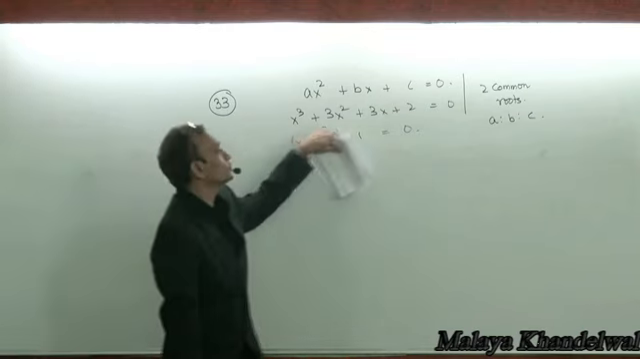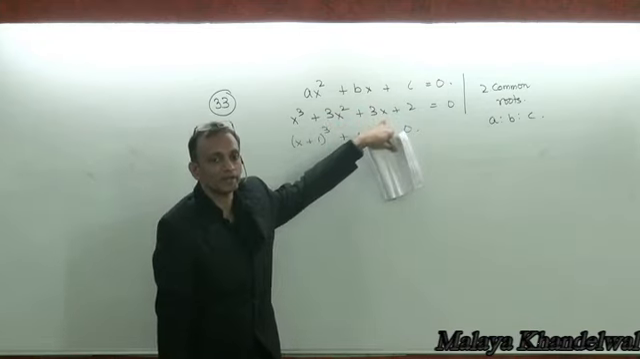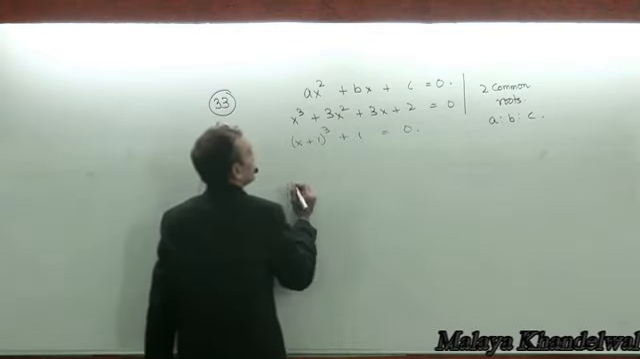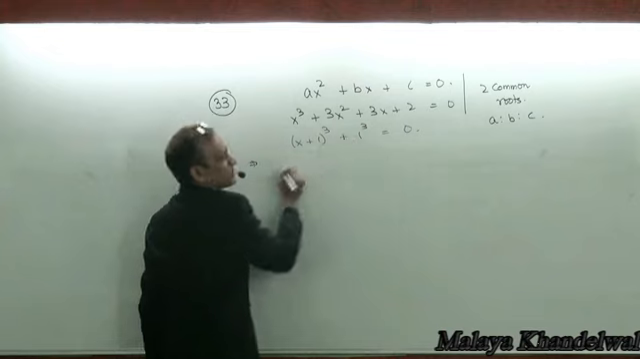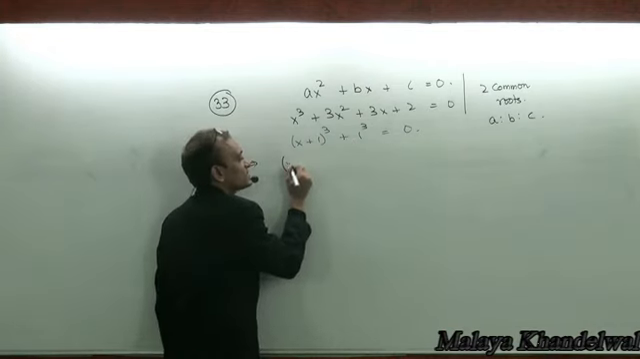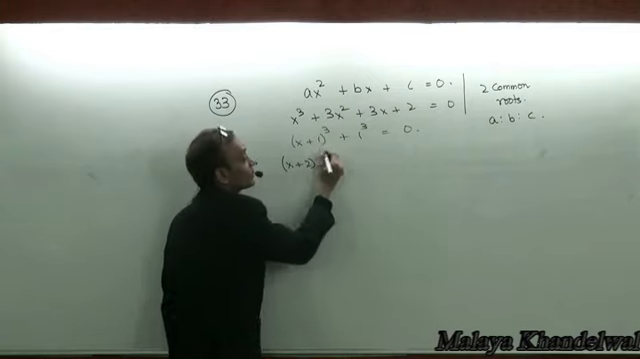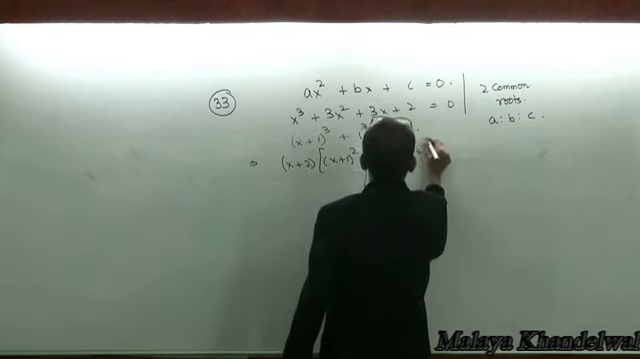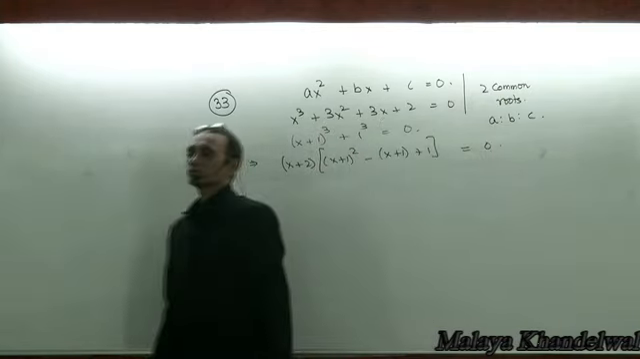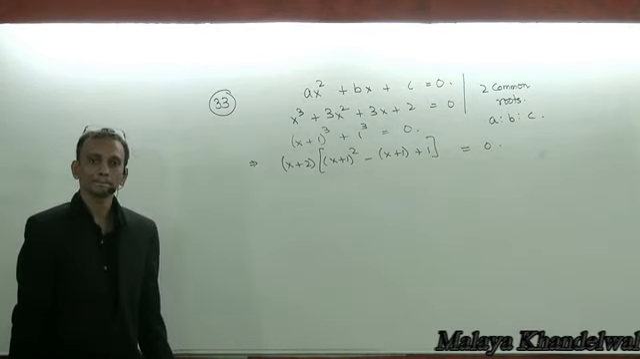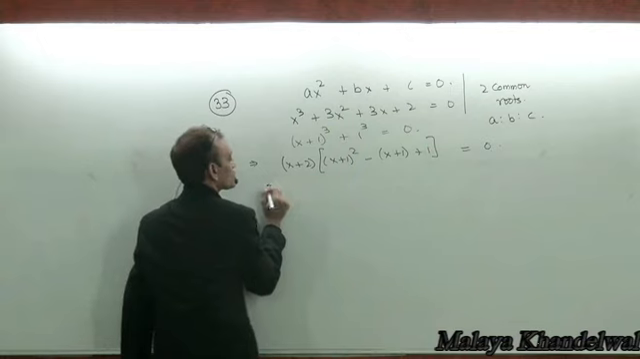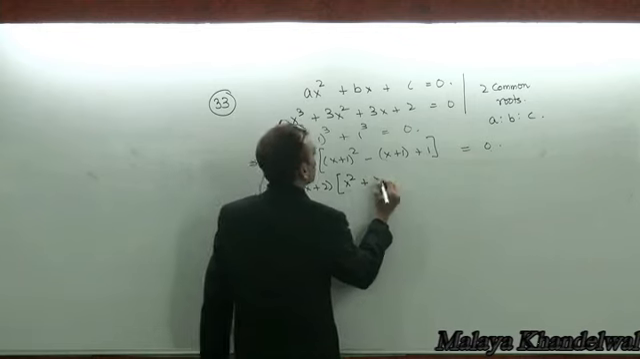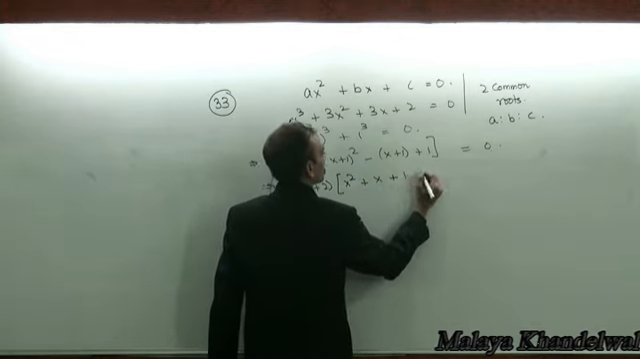Isn't it? A cube plus b cube, I could further factorize this as a plus b into a squared minus ab plus b squared, right? Yes or no? This could further be written as x plus 2 into x squared plus x plus 1 equal to 0.